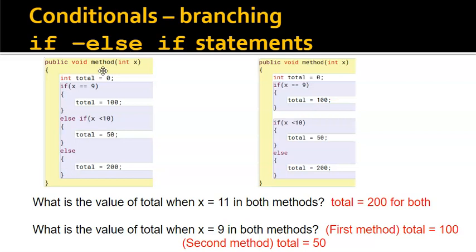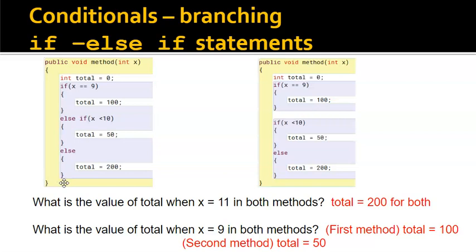When we evaluate x equal to 9 in this first statement, we would hit the first if, it would jump into the inner if statement because x would be equal to 9, our total would equal 100, and instead of going down to the else if, since the first if statement was true, we would jump outside of the entire if statement block and continue on with our program from there.